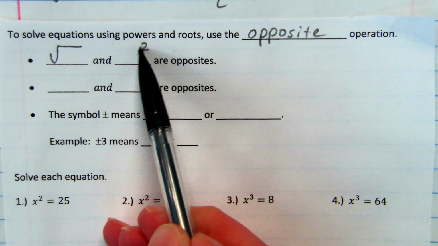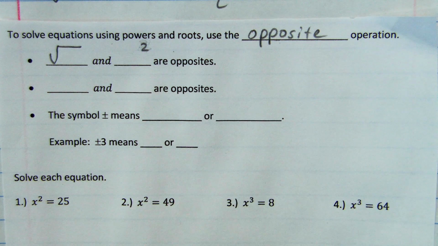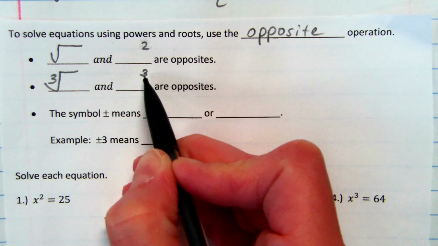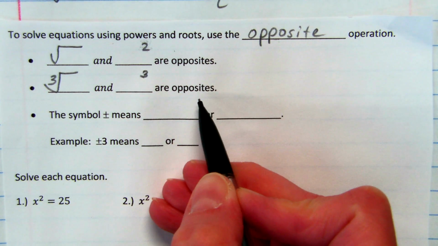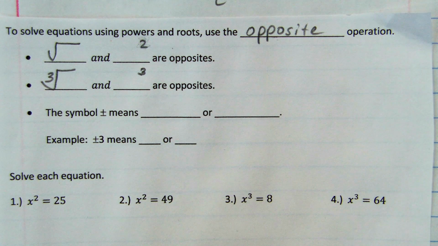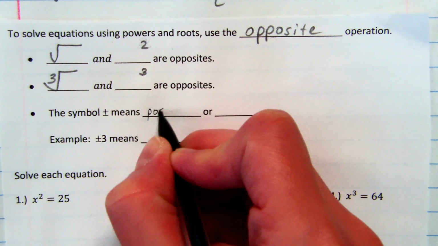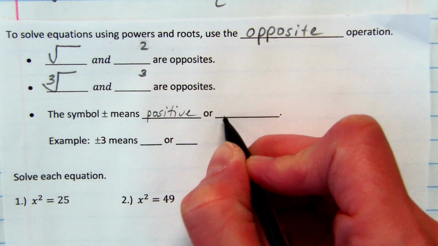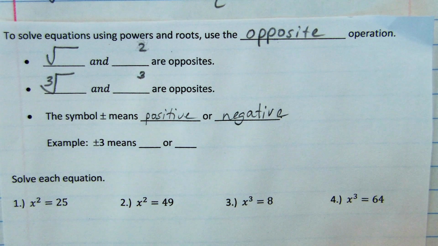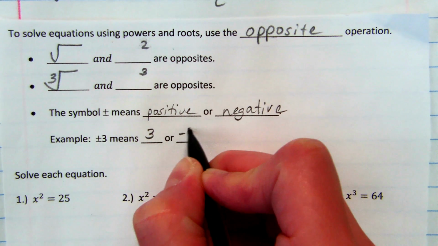I just made a little superscript 2 there that's sort of little and above. A cubed root and a cube are opposites. Just like when we solved equations with adding and subtracting, this is just with these. The symbol plus or minus means positive or negative. We're going to use that symbol some today. So plus or minus 3 means positive 3 or negative 3.